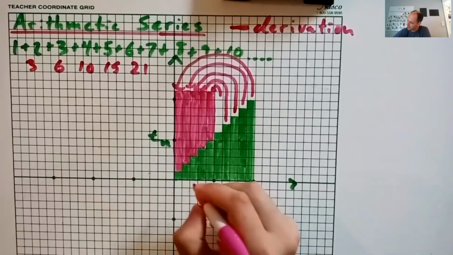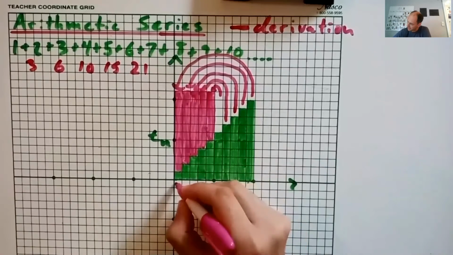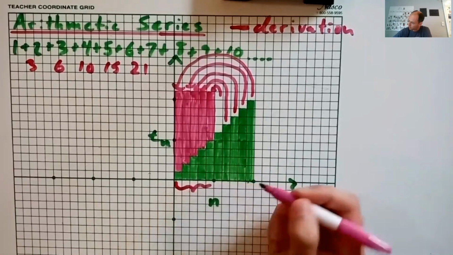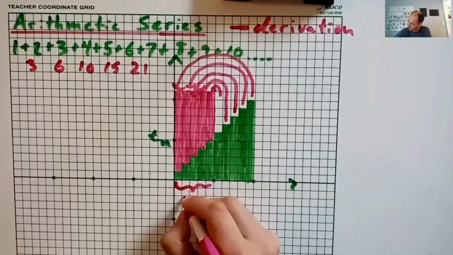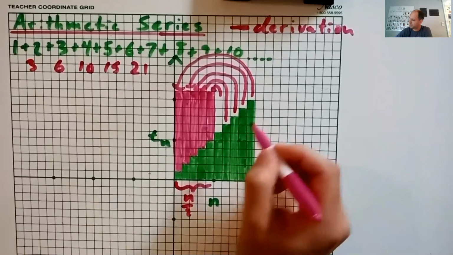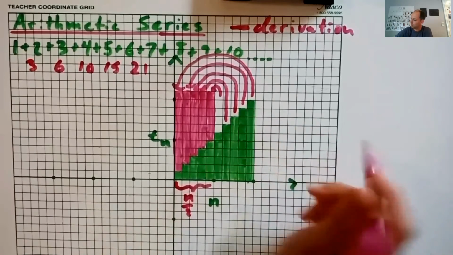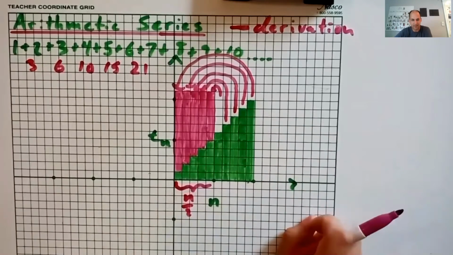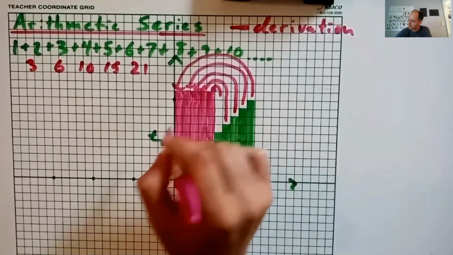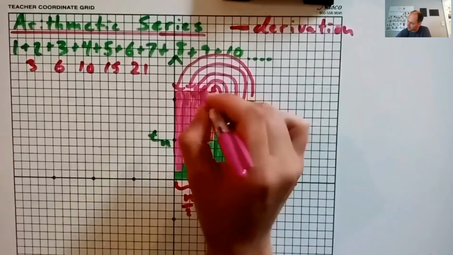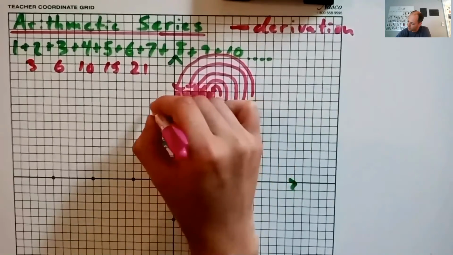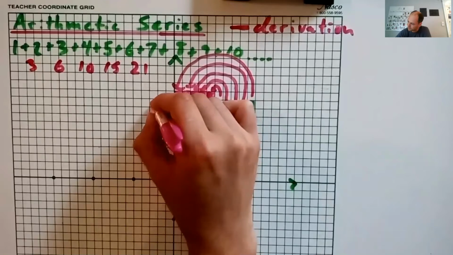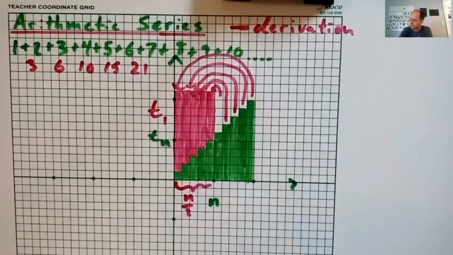And we get basically a rectangle with a base of n over 2. Because we've stacked up the 10 with the 1, we only have half the n values, but we've added up t1 with t10 and t2 with t9, etc.